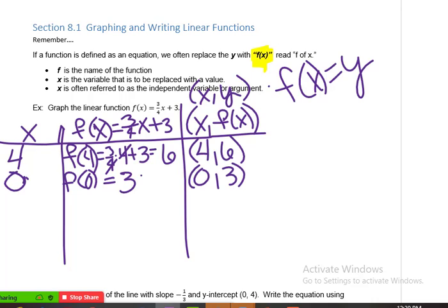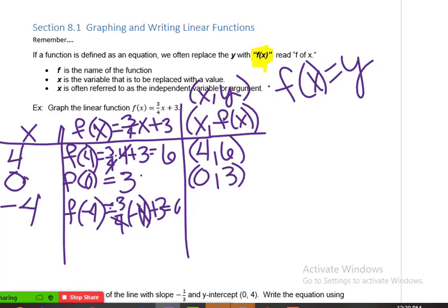And then let's take a look at one more. Another nice multiple of 4 would be -4. And again, I'm choosing values to get rid of the fraction, right? To get rid of that denominator. So I put in that -4, and I have 3/4 times a -4 plus 3. Well, 3/4 times a -4, the 4's cancel, but I get a -3 here. So -3 plus 3 is 0. So -4, 0. That worked out really nice.